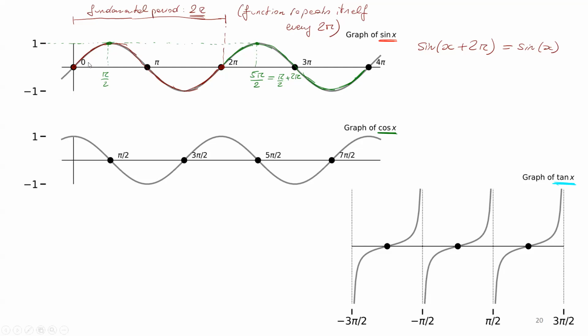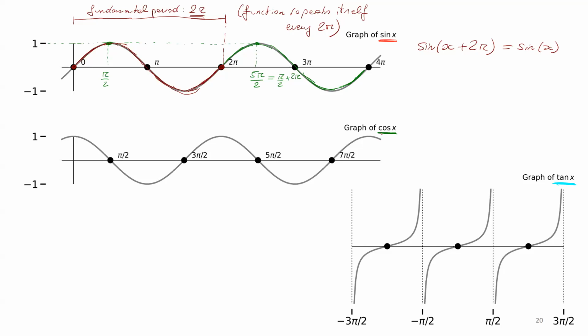And then why is there no period smaller than 2 pi, you might ask? Well, if you look at the graph, you see between 0 and 2 pi, it doesn't repeat itself. It does completely novel things. So 2 pi really is the smallest period.